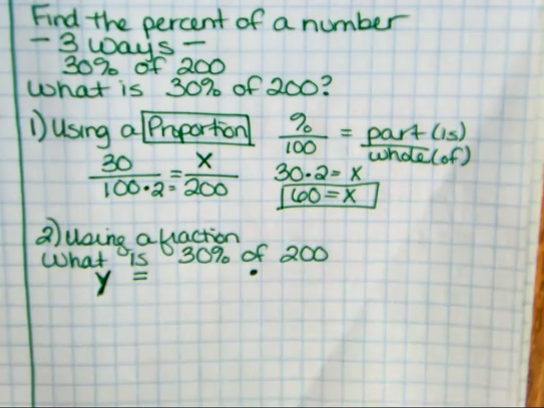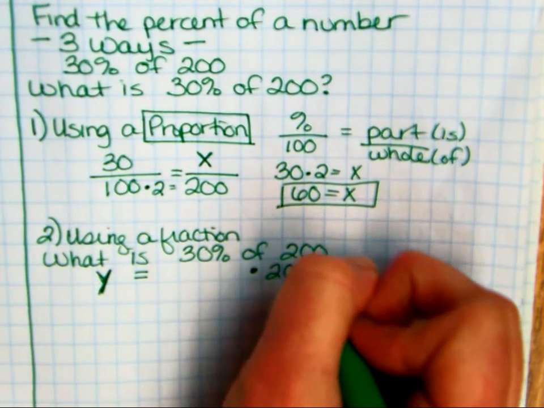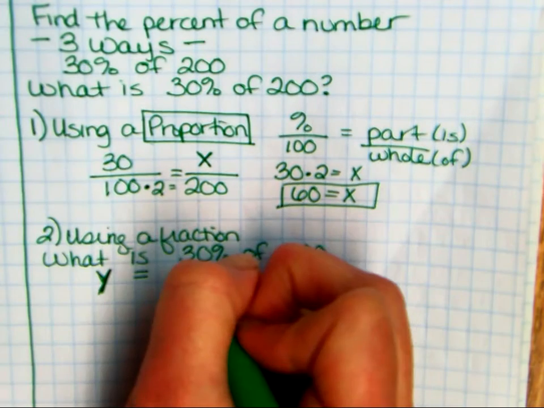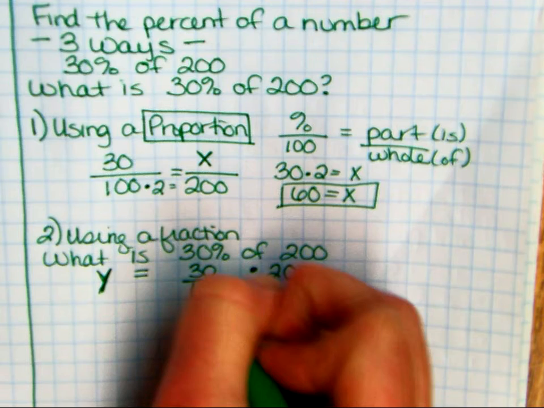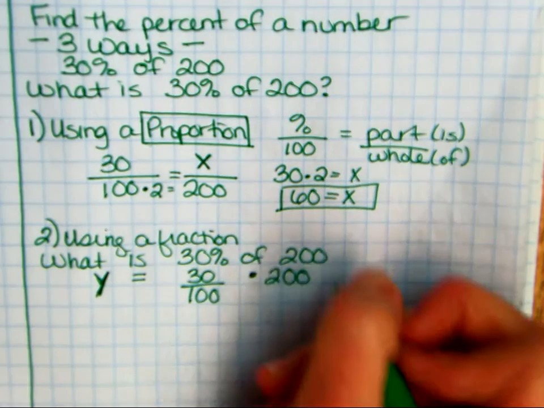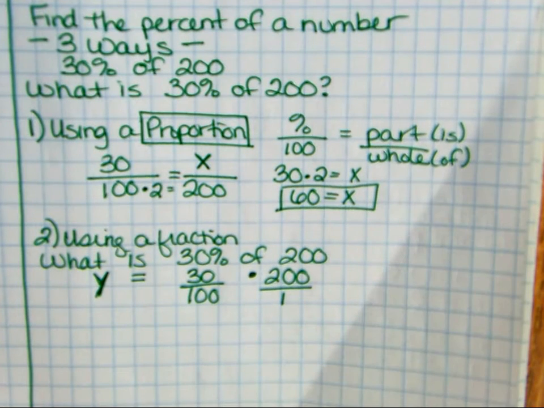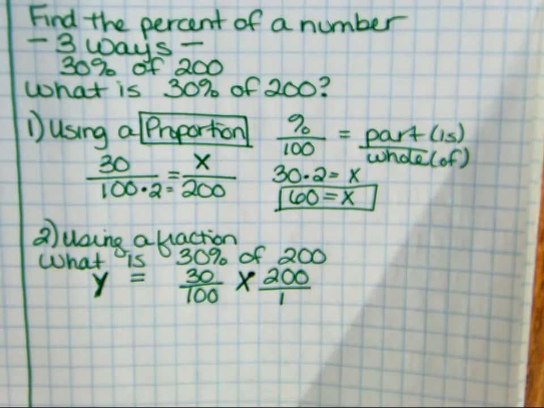I'm going to use the dot for multiply this time just because we have variables in place and it gets confusing. And we just dropped down this 200, but we need to convert this 30%, and I'm going to convert it to a fraction. And remember, to do that, you just put the percentage over 100, just like we did in our proportion. But now I've got this 200, and I've got to make that into a fraction as well so I can deal with it. To do that, I just put it over 1. So now I have this problem.